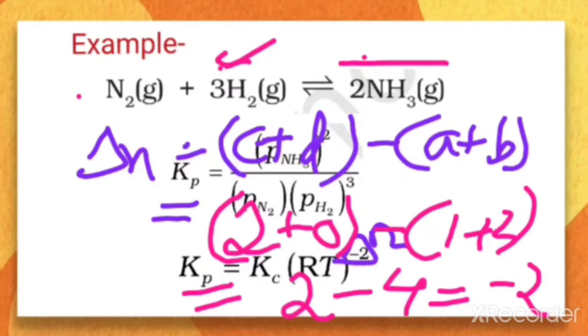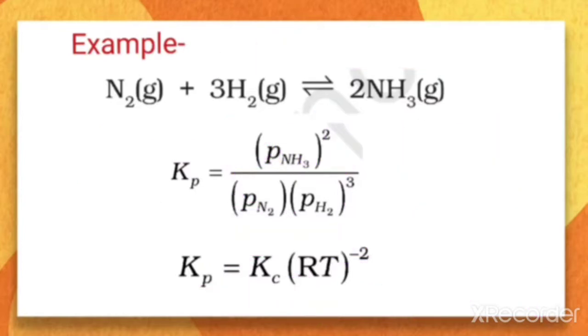So in this way we are getting the delta n value equal to minus 2. Therefore, for this equation, Kp is equal to Kc (RT) to the power minus 2, because here delta n we are getting minus 2. So that is the relation of Kp and Kc for this equation. On the basis of the number of moles of the reactant and the number of moles of product, we can find the relation between Kp and Kc for any equilibrium reaction in this way.